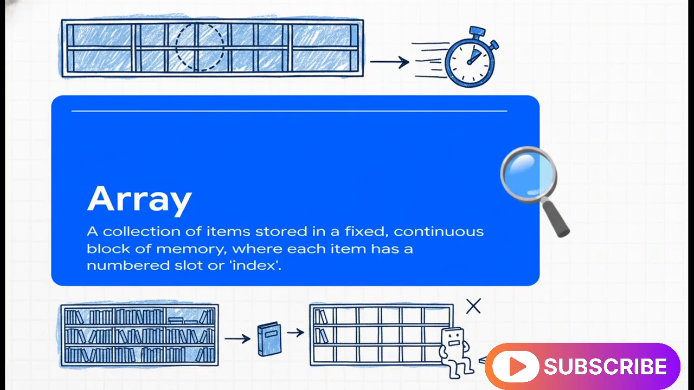So an array has two really important traits. First, it is blazing fast for finding stuff. If you know you want the book in slot number 72, boom, you can go right there, no searching needed. But, and this is a big but, it has a fixed size. If you build a shelf for 100 books and then you get book number 101, you're kind of out of luck. You literally have to build a brand new, bigger shelf and move every single book over.